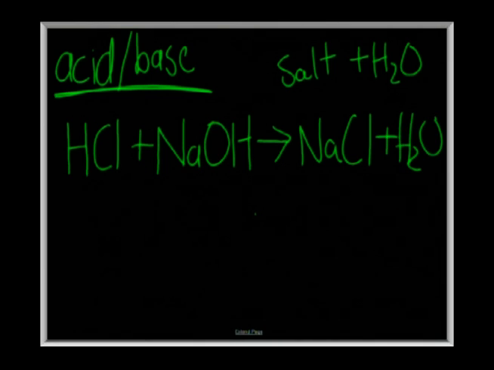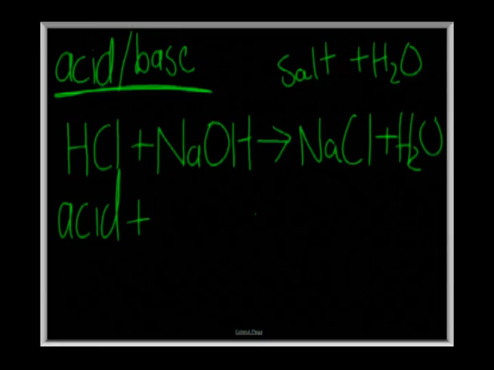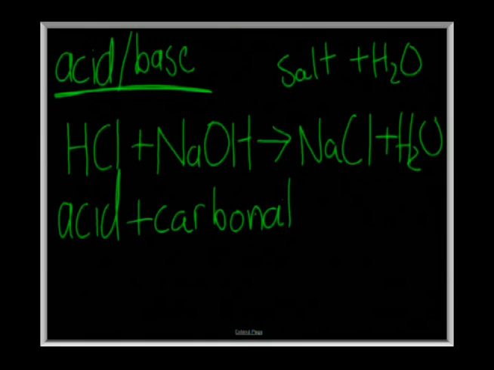Now an acid-base or a neutralization reaction doesn't necessarily have to take place between an acid and a base. It can also take place between an acid and a carbonate. Now, if a neutralization reaction takes place between an acid and a carbonate, instead of just getting salt and water, we will get salt, carbon dioxide, and water. So salt, CO2, and water.